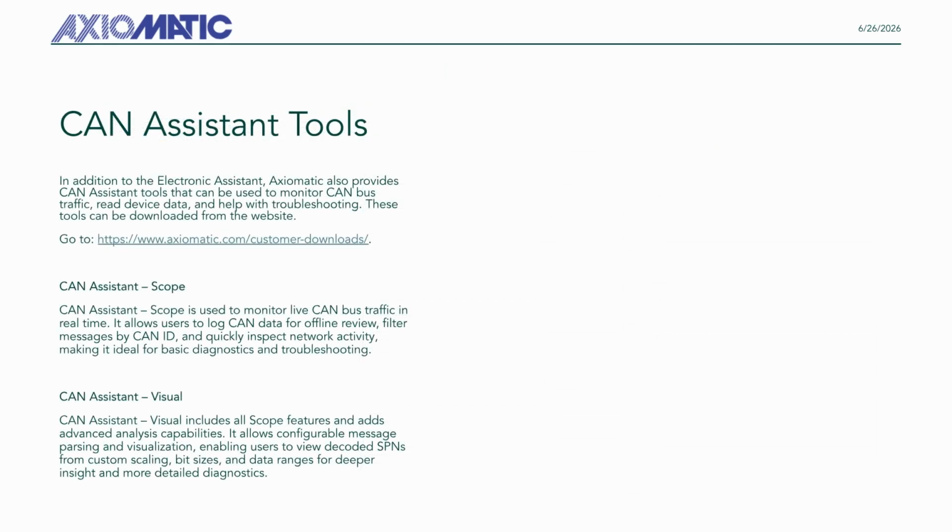For deeper analysis, Axiomatic provides CAN Assistant tools. Use the Scope tool to monitor live CAN traffic for basic diagnostics. For advanced needs, the visual tool offers configurable message parsing and visualization to decode SPNs and gain more detailed insights.